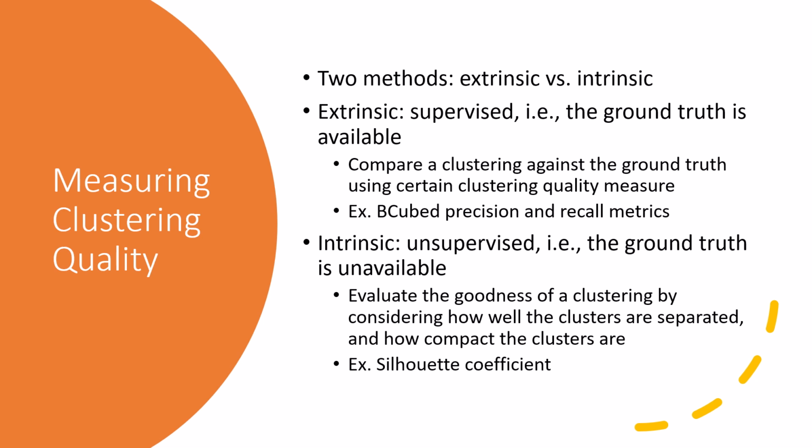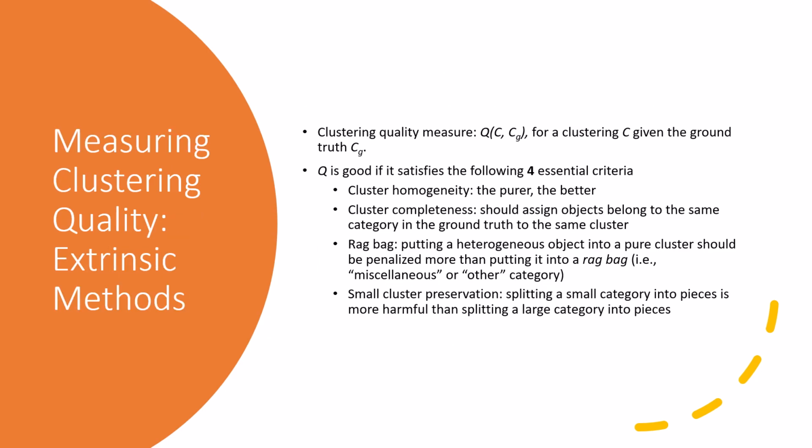Ground truth can be considered as supervision in the form of cluster labels. Hence, extrinsic methods are also known as supervised methods, while intrinsic methods are known as unsupervised methods. A clustering quality measure Q is good if it satisfies the following four essential criteria: cluster homogeneity, cluster completeness, rag bag, and small cluster preservation.